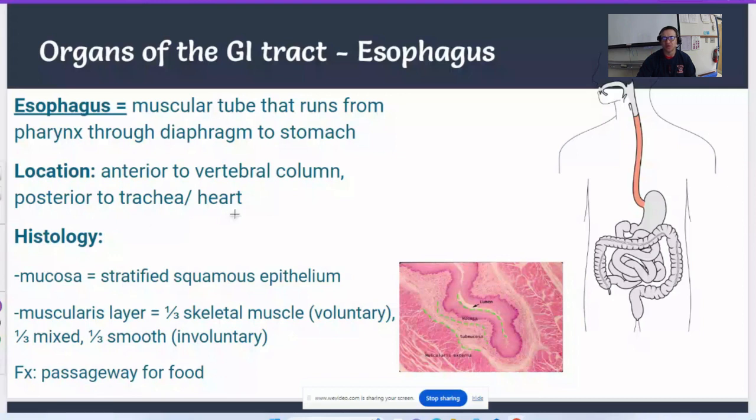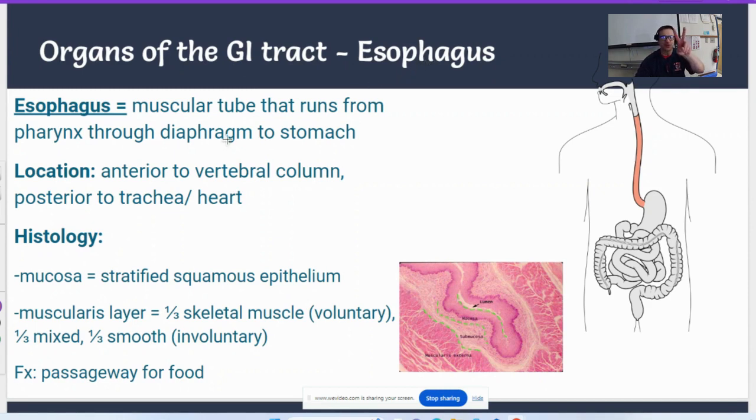Right, welcome to lecture 2 of the digestive system. We're going to go over the organs of the GI tract, the gastrointestinal tract. Gastro is for stomach, intestinal, of course, for intestines, also called the alimentary canal. And the first one we're going to go over is the esophagus.